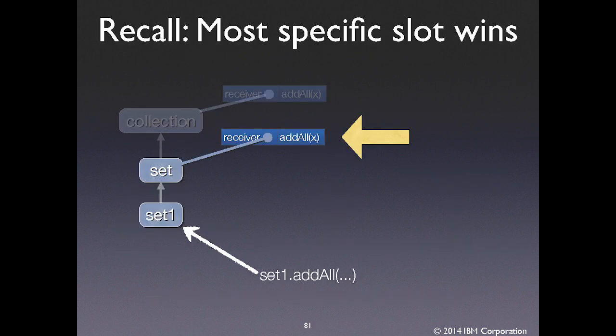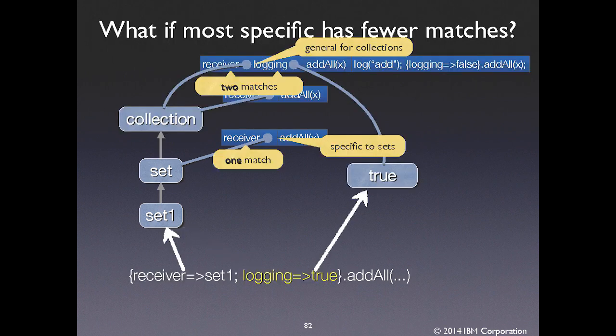Now, here's a really interesting case. Remember how the most specific slot won from before? Well, look at this for a moment. I'm asking for logging set to true, and my receiver is a set. I'm doing my add all. This bottom slot is specific to sets, doesn't care about logging. This top slot is general for collections, but boy, it has that logging true part in it. So which slot's going to win? Which of these two ought to win?